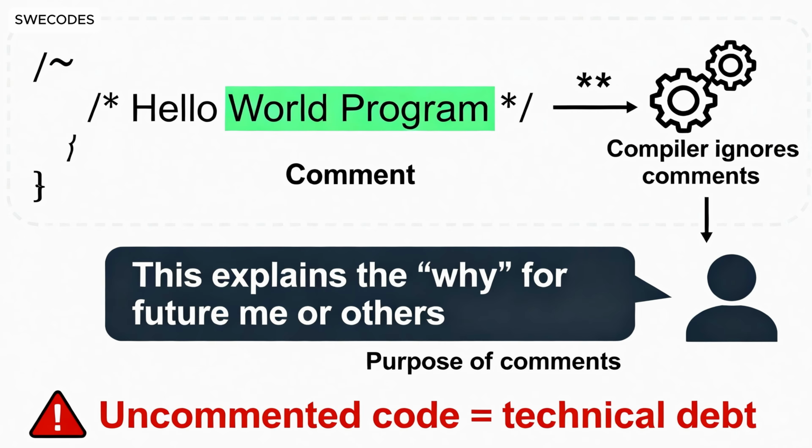Let's deconstruct it. First, line 1, /* hello world program */. This is a comment. The compiler, the tool that builds your program, completely ignores everything between the /* and */. This isn't code, it's a note for humans. Why? Because the person who has to maintain your code 6 months from now might be you. In a professional environment, this is non-negotiable. It's how you explain the why behind your code, refresh your memory, and allow others to collaborate. Uncommented code is technical debt.